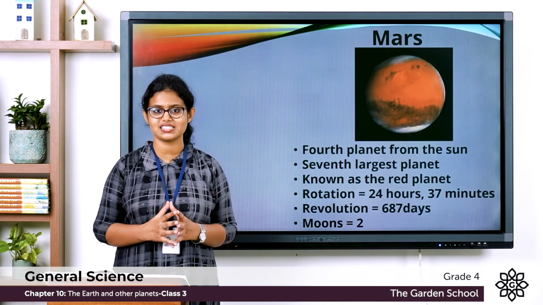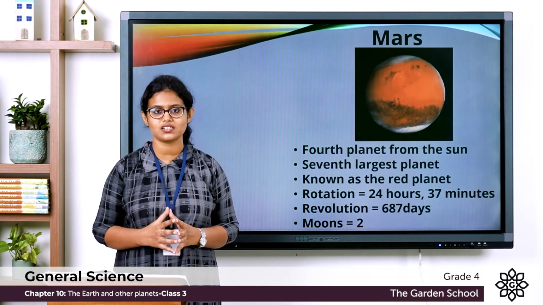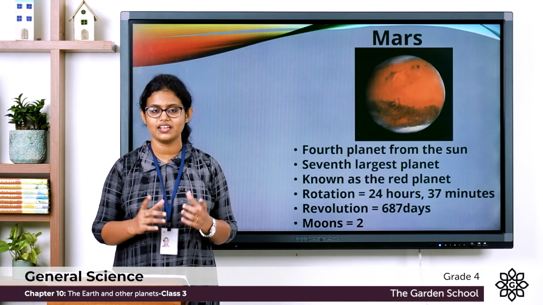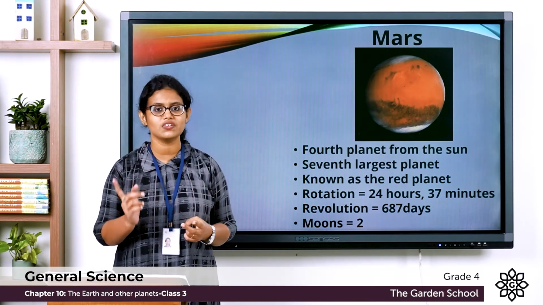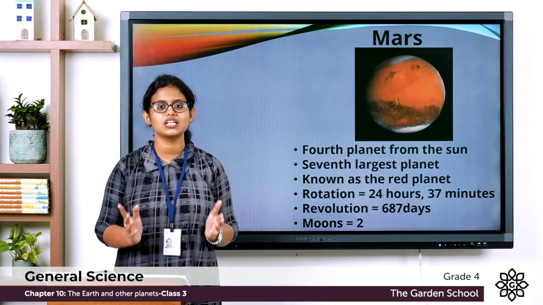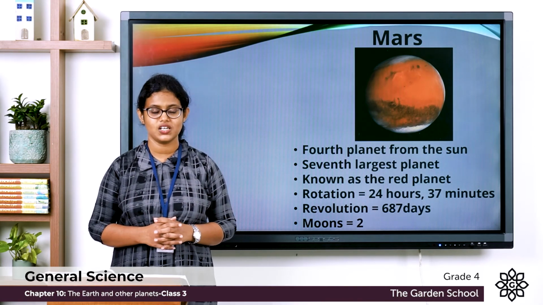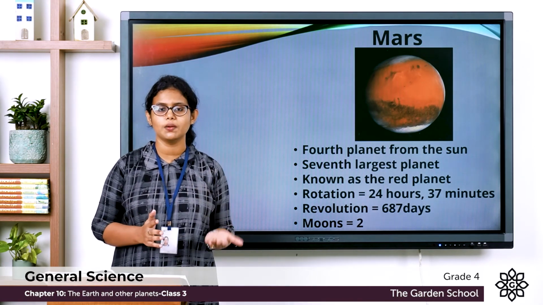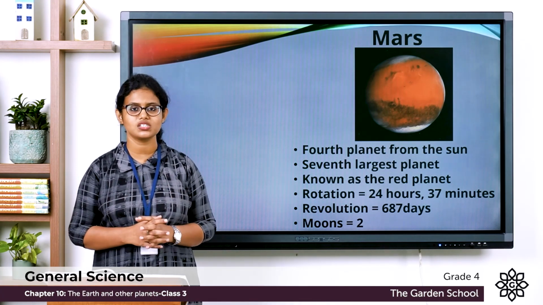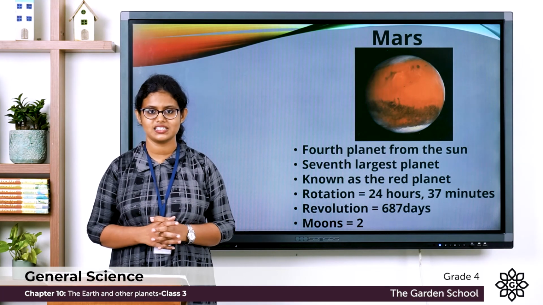Then what about Mars? It is known as the red planet because it appears red in color. Earth has 1 moon revolving around it. What about Mars? It has 2 moons revolving around it. Venus is also called the morning and evening star. So this is about the inner planets.